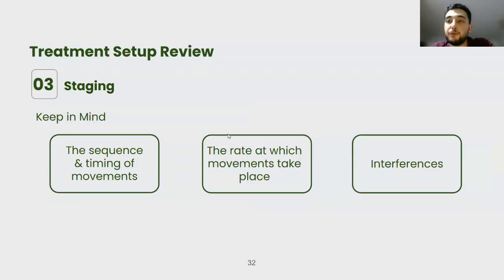So what do we keep in mind when looking at staging? We look at the sequencing and timing of movements. We look at the rate at which movements take place. The sequencing and timing, we went over it multiple times. We want to start with transverse, anterior-posterior, then vertical.